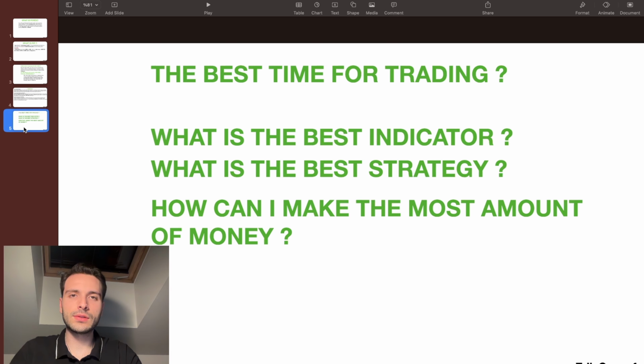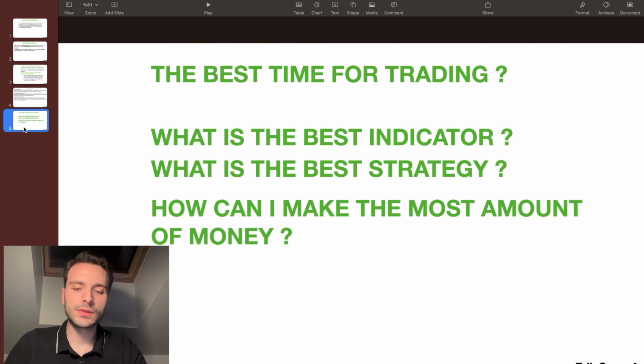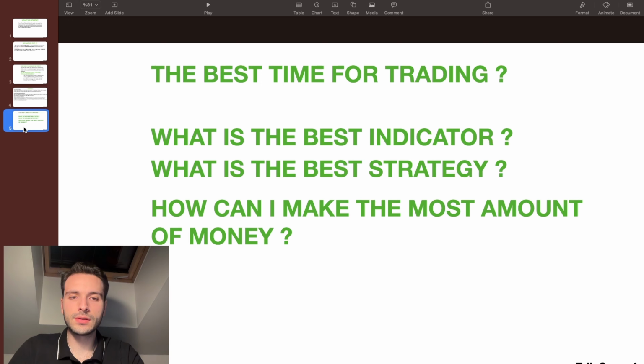Overall, every trader becomes profitable in 1 year or 2 years. It depends on the person. But the question is, this is a long process, and are you willing to put in the work that is required? What is the best strategy? Okay, this question is the same as the first one. It depends on you, it depends on your personality, and it depends on your experiences.